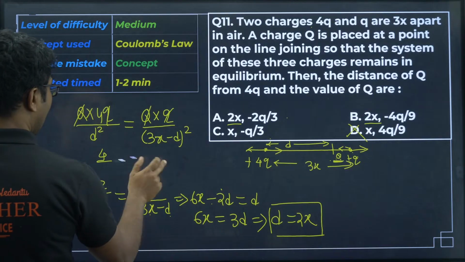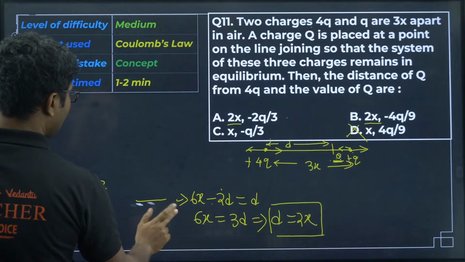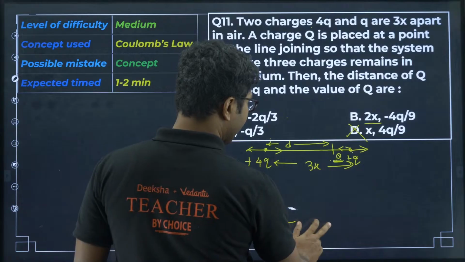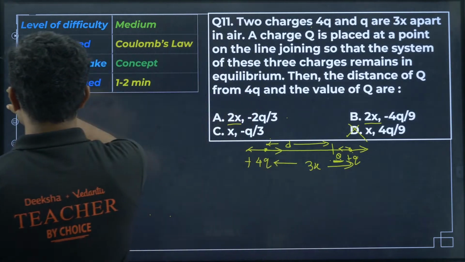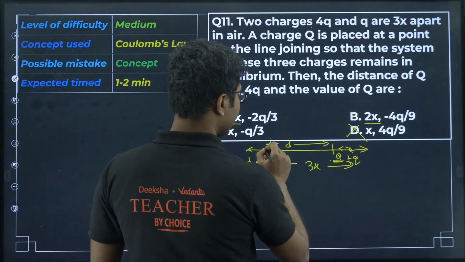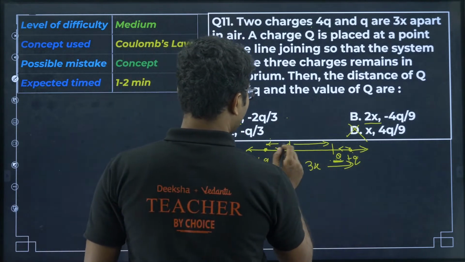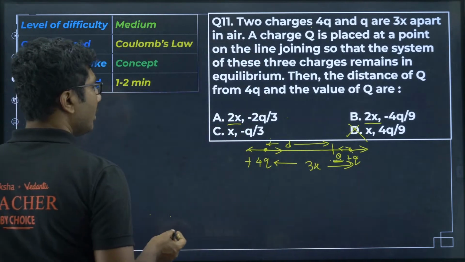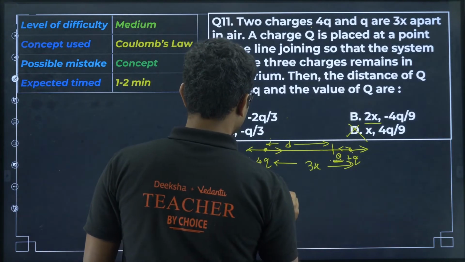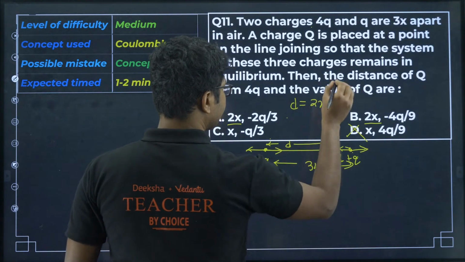Now what will we do? We have to also find the magnitude of capital Q. The magnitude of capital Q you cannot find from the point which is in equilibrium. So we have to consider another external point, either of the extreme charges. Let me consider this charge only, because the distance is d, which is good, and this distance is 3x. So I will consider this 4q charge. We have already calculated that d equals 2x.